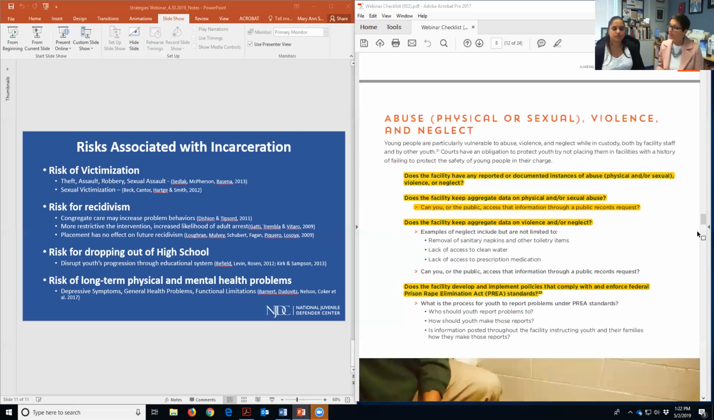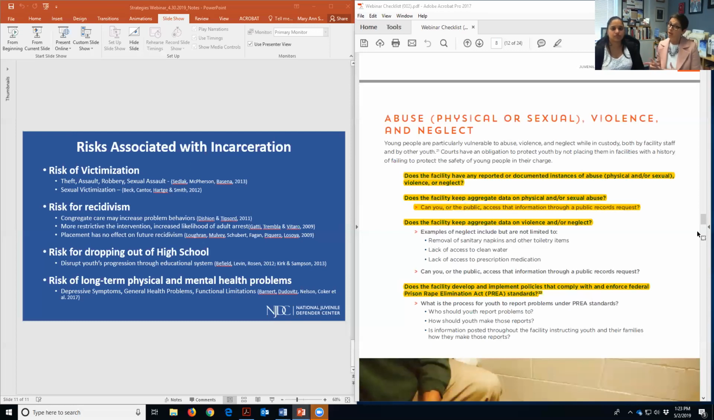So things that are really important to know: does the facility have any reported or documented instances of abuse, physical and or sexual? Again, we'll refer you to the recent case in Glen Mills. Our colleagues at Juvenile Law Center filed litigation against them. But we know that 2 decades ago, young people were facing abuse at Glen Mills. And how does this keep occurring? Are we as advocates staying on top of and asking our young people what's happening to them while they're at facilities? And are we ensuring that the courts are aware of and know what's happening?